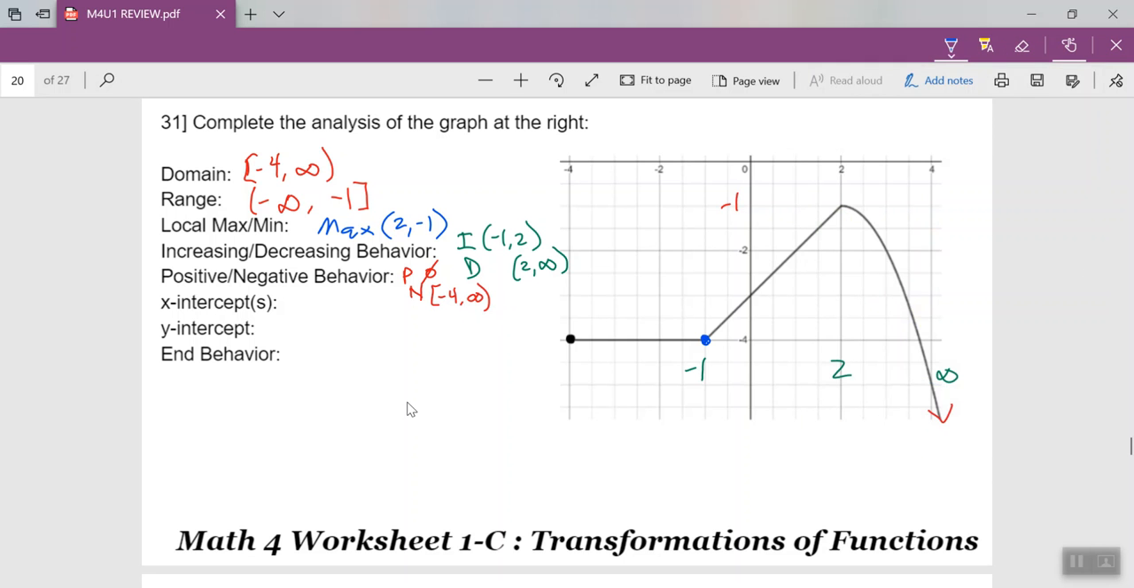Now, for our x and y intercepts, there are no x-intercepts. There is one y-intercept right here at negative 3. There is end behavior that we can say as x approaches negative 4, y is approaching negative 4. And as x is approaching positive infinity, y is going down to negative infinity.